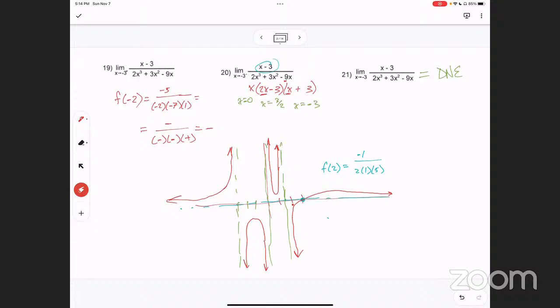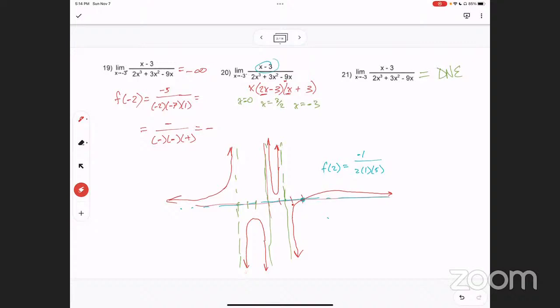So tell me about 20. What's the answer for 20? So this one is going to be what? Positive or negative infinity? The answer is gonna be negative infinity. That's right. It's negative infinity, because here's why. Look, when you get on this graph, see how I'm on the graph? As x gets closer and closer to -3 from the right, what's y getting closer and closer to? Negative infinity.